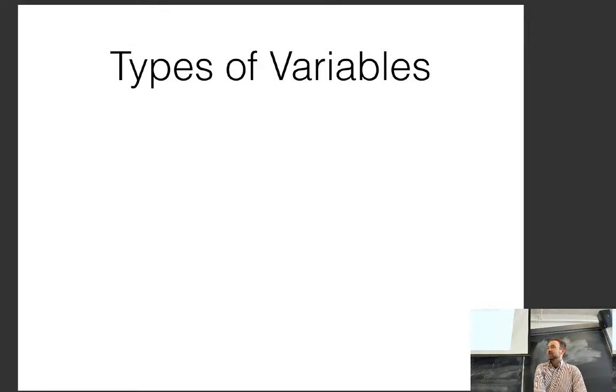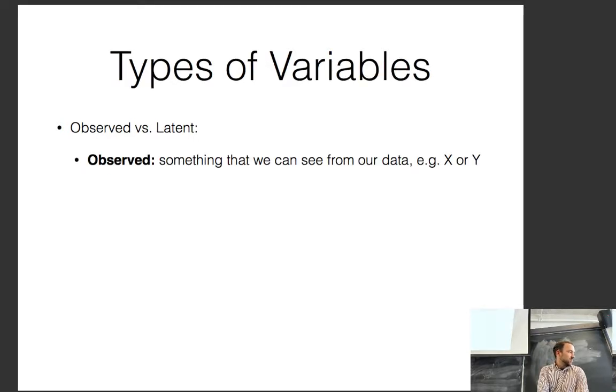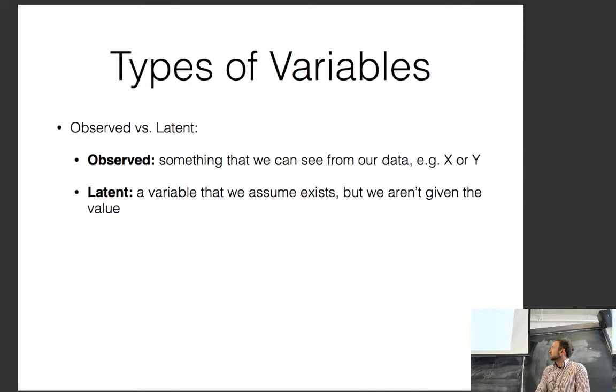So then the slightly harder quiz is about types of variables. For variables, we have observed versus latent variables. Observed variables are something that we can see from our data. For example, x or y, where x is our input sentence and y is our part of speech tag. And latent variables are variables that we assume exist but aren't given the actual value of them.